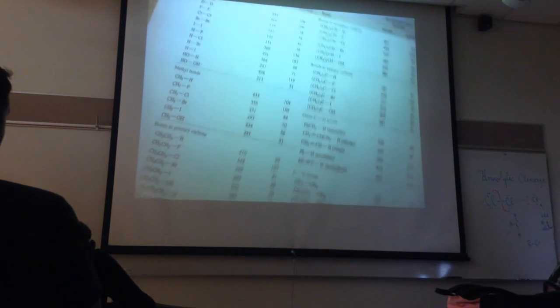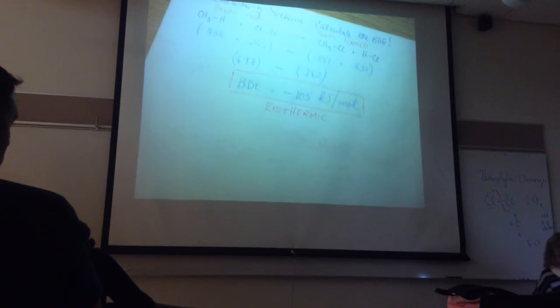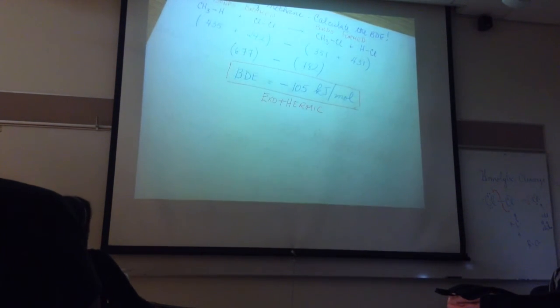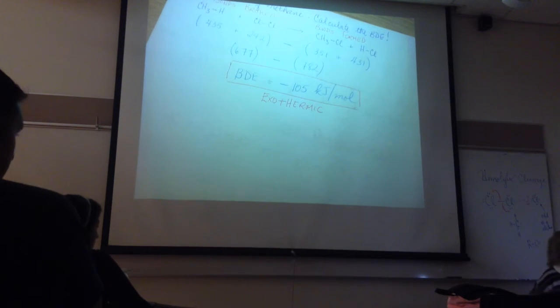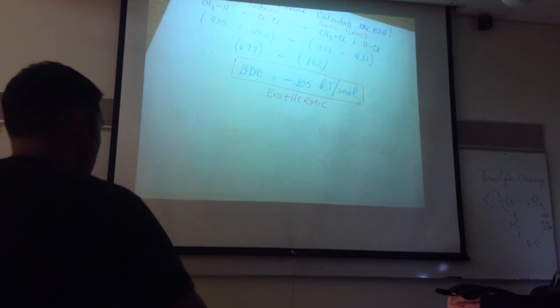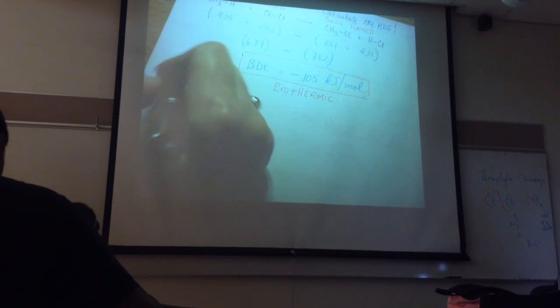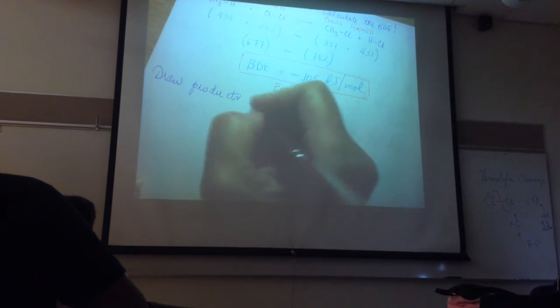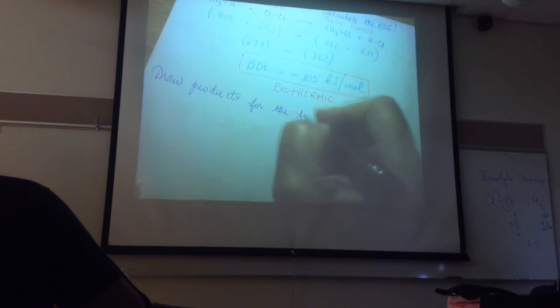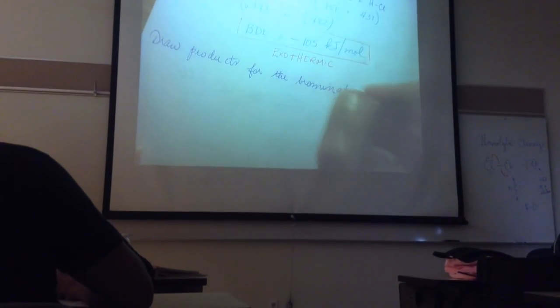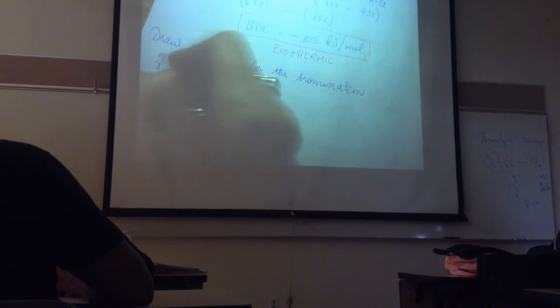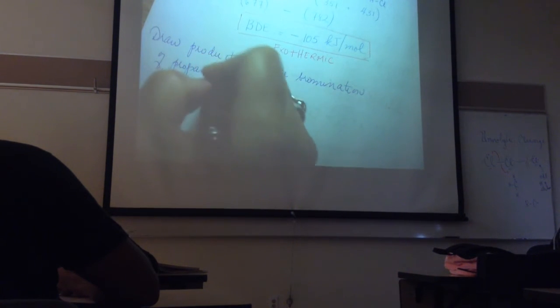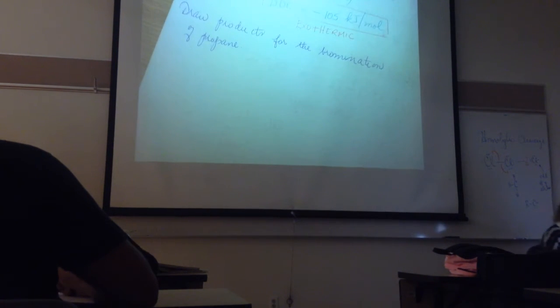So, I want to make this more complicated, okay? If we ask for the bromination of propane, okay? So let's ask you to draw products. For the bromination of propane. Well, what would you draw here? What are you gonna draw here when you ask this?